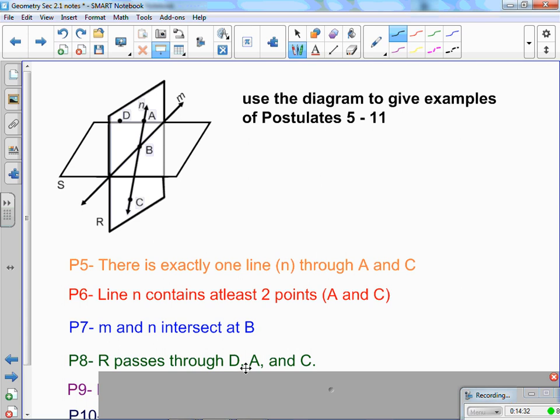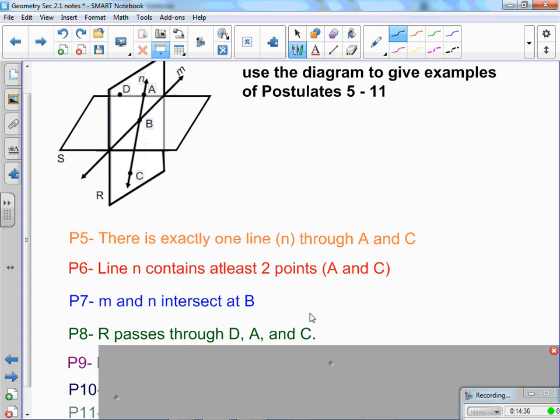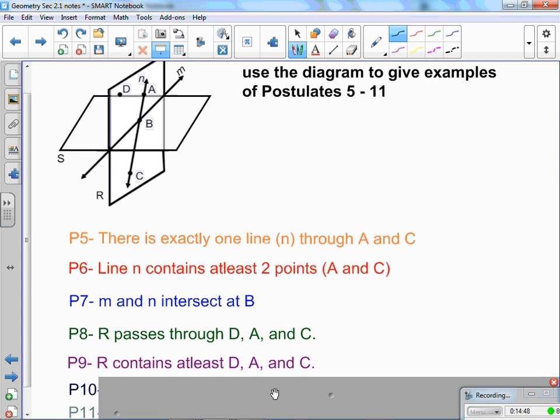Postulate 9: a plane contains at least 3 non-collinear points. So plane R contains at least 3 points, right? D, A, and C, 3 non-collinear points.